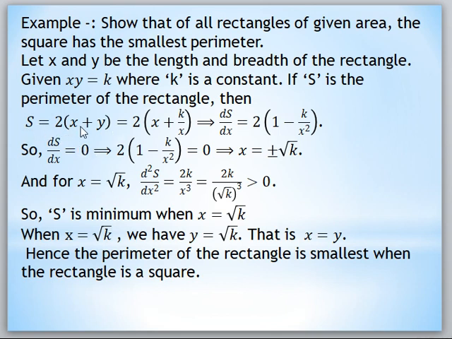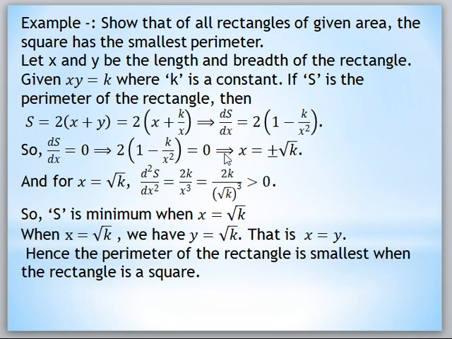So first of all, we have to convert this function into a single variable function, and for that we use the relation x into y is equal to k. So if you put this x into y is equal to k here, you will get s is equal to 2 into (x plus k by x), which is a single variable function, a function of x only. So now we can minimize this s using calculus.